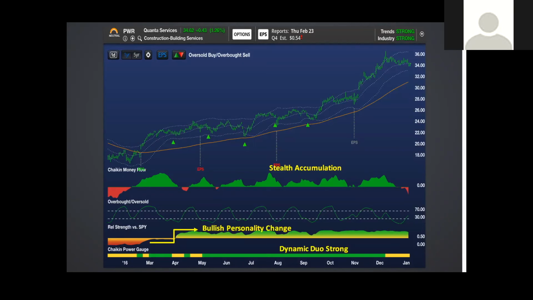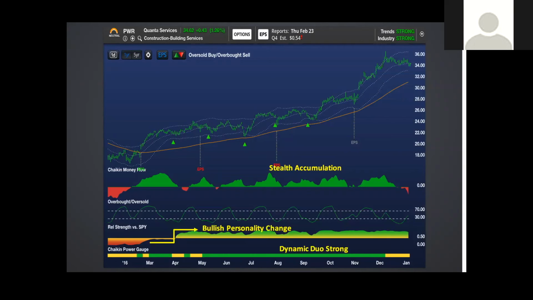And the stock had a very, very strong run up. It also illustrates a concept that we call stealth accumulation, and that relates to the Chaikin money flow and what it does when stocks are going sideways to down. Instead of going negative as we would expect, the money flow on Quanta stayed green or bullish all through these accumulation phases, and then finally it exploded up to new highs after the election.